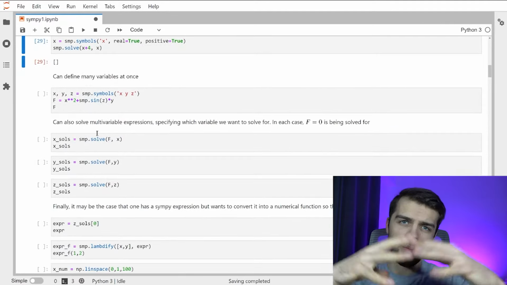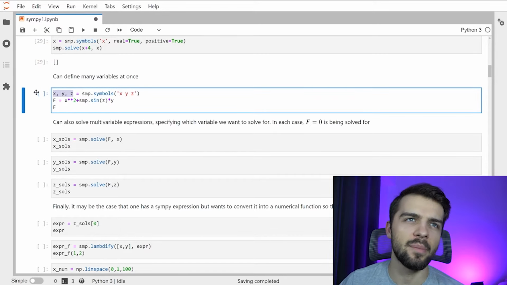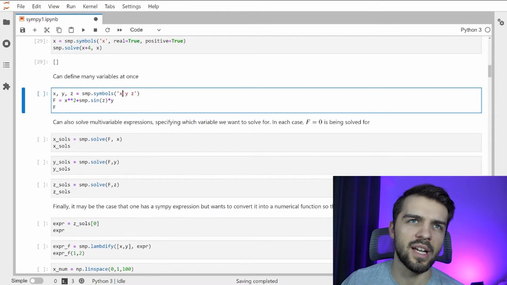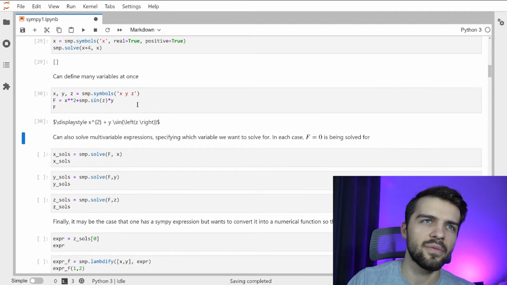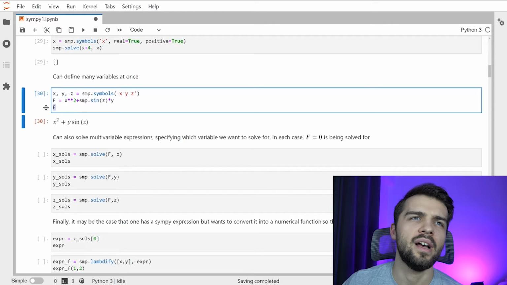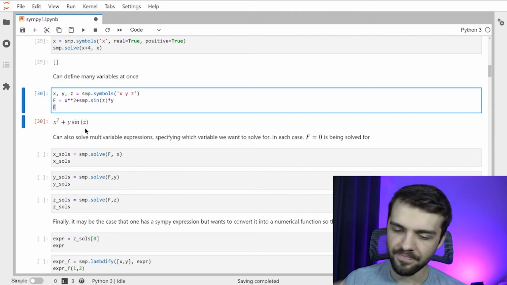If I'm dealing with lots of variables, I can define them all at once. So here I'm defining three at the same time: x, y, z equals sympy.symbols, x y z, and you'll notice I have a space here. So this defines three symbols altogether. And then I have some new variable f, which is a combination of x squared plus sine z times y, and I can look at f. So I've defined three variables at once, I've written an expression in terms of those, and now I'm just looking at this expression f, and that's my expression here: x squared plus y times sine z.